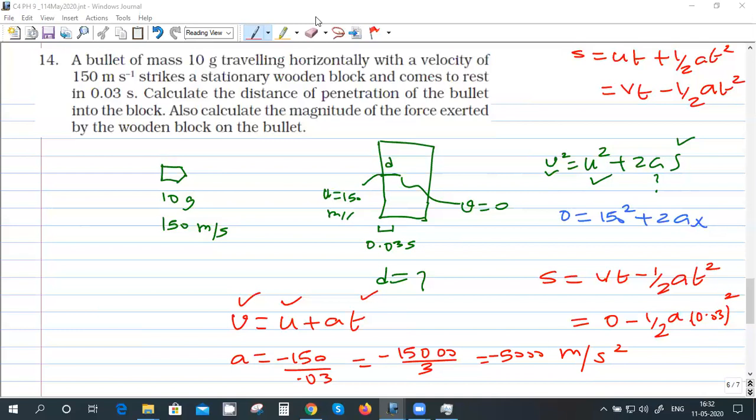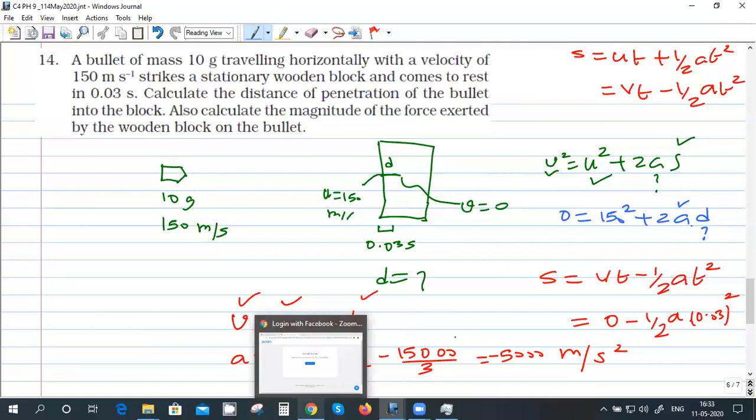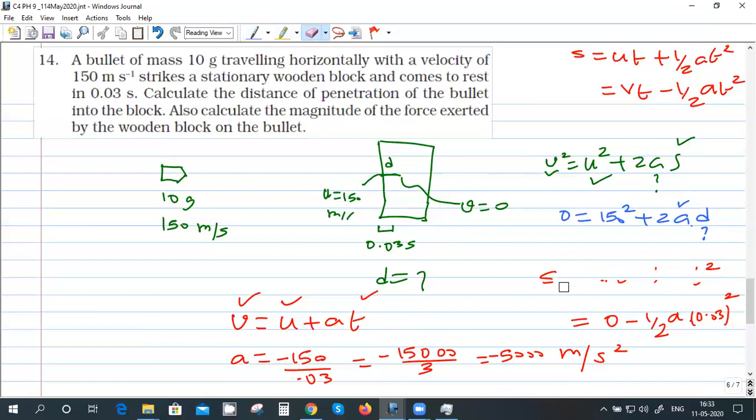Okay, so once acceleration is known, acceleration into the distance is depth. Now A is known, right? So from this you can find D. So 0 is equal to 150 squared, and A is negative, no? Yes, there's a retarding force.